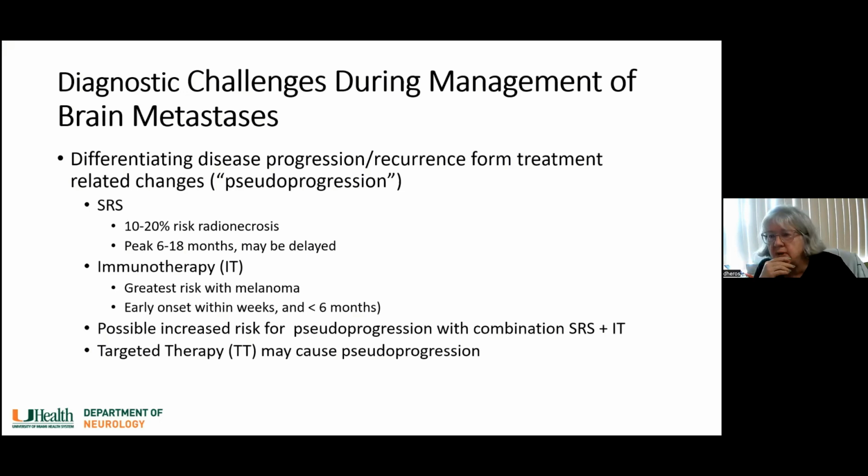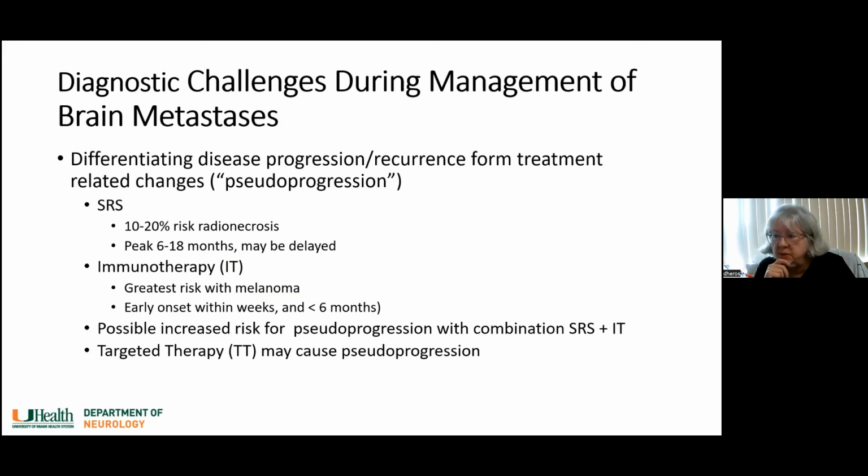And we do know that SRS causes radionecrosis. The peak incidence, the time at risk, is between 6 and 18 months, but certainly may be delayed, especially if the patient is receiving other treatments such as immunotherapy. We do see pseudoprogression with melanoma. And again, that tends to be an earlier onset, within weeks or a few months of treatment with immunotherapy.